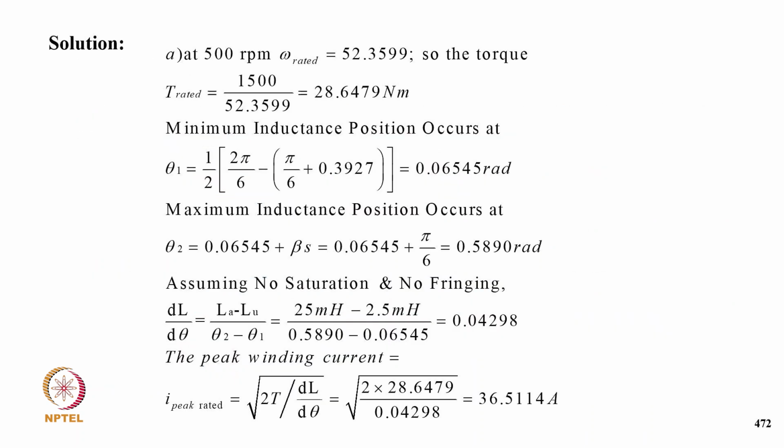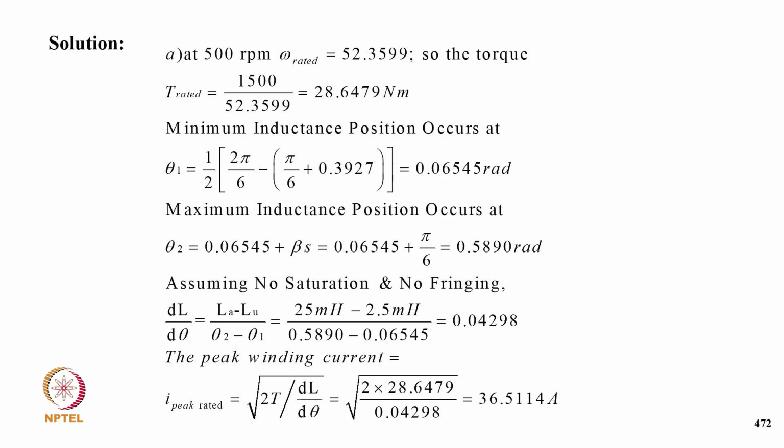So coming to the solution, A, at 500 RPM, omega R rated is 52.3599 radian per second. So torque T rated is equal to 1500 upon 52.36, so it comes 28.6479 Newton meter. The minimum inductance position theta 1, putting the value, comes 0.06545, and the maximum inductance region theta 2 equals theta 1 plus beta, that comes 0.5890 radian.